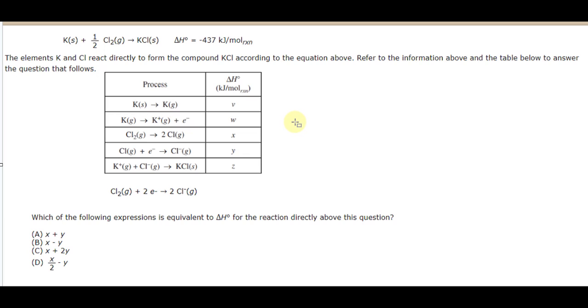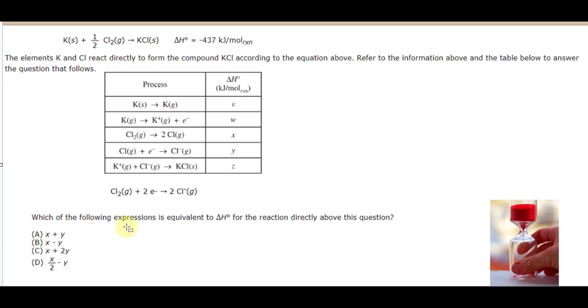Right now, let's start our 2-minute timer and read the question. Which of the following expressions is equivalent to the change in enthalpy for the reaction directly above this question? So here's our reaction. Chlorine, 2 electrons, and getting 2 chloride ions. This is the electron affinity where we're forming the ion. This is a reduction reaction. Let's go answer this question.